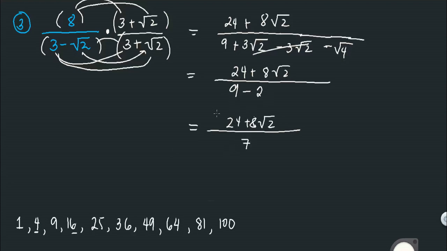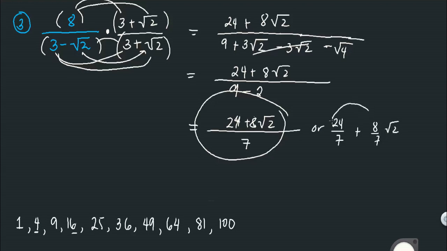Okay? So, I'll consider this as your final answer, or kung gusto nyo pang i-simplify pa, pwede natin paghiwalayin si 7, no? Sa numerator. So, we have 24 over 7 plus 8 over 7 square root of 2. So, pwede rin ganitong sagot. Okay? So, that is the third example.